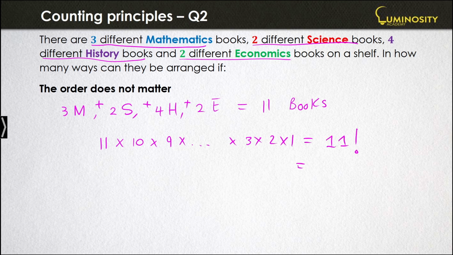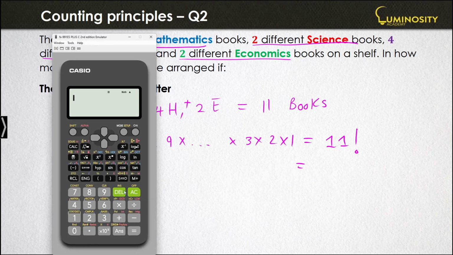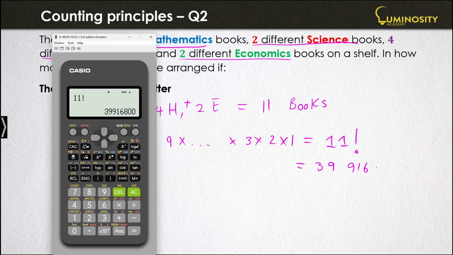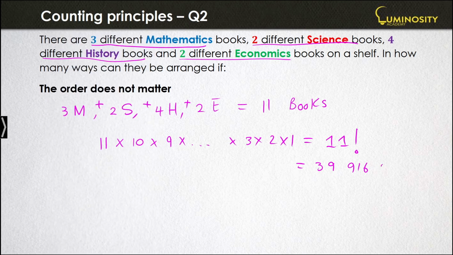So let's go ahead on our calculators and check what is 11 factorial. Okay, quite a big number. So let's write it out. 39,916,800. So how do we read that? That's 39,916,800 different ways we can arrange those books.